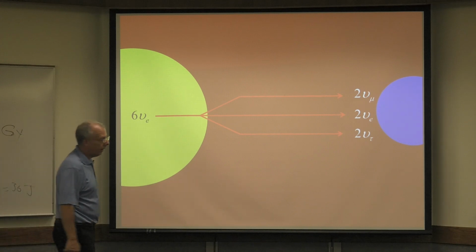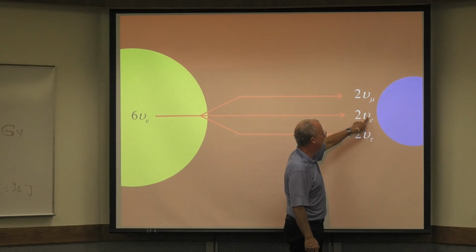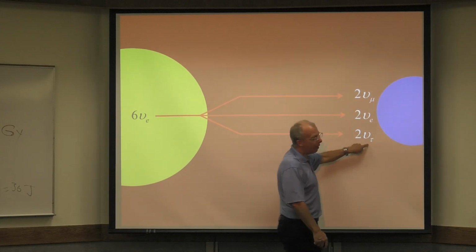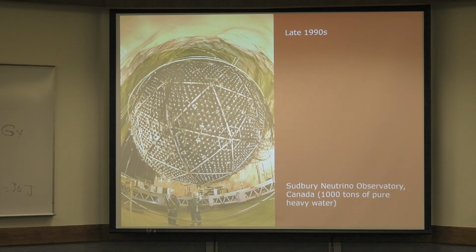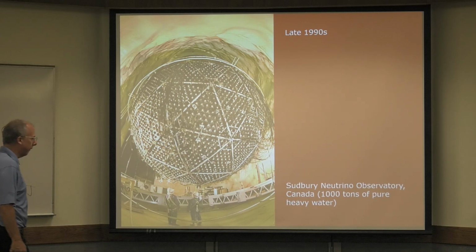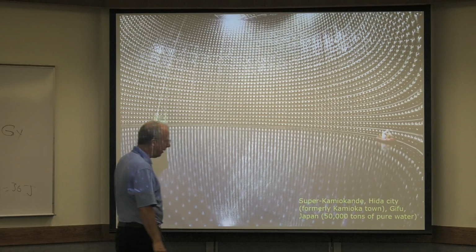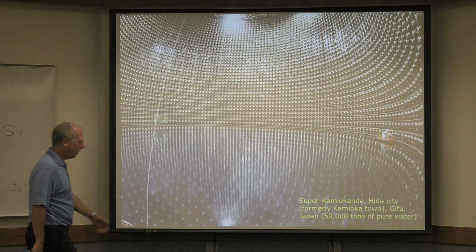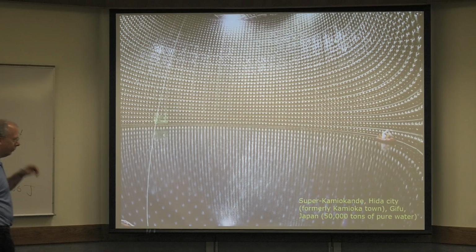So then what people did, they built detectors that not only would detect electron neutrinos, but they'd also detect muon neutrinos and tau neutrinos. All right, here's one example. This is in Canada. Sudbury Neutrino Observatory, 1,000 tons of pure water. So it's under the ground. Here's one in Japan. Super Kamiokande, I don't know if I pronounced that right. So basically everybody calls this Super K because nobody wants to pronounce that right. So Super K, 50,000 tons of pure water.